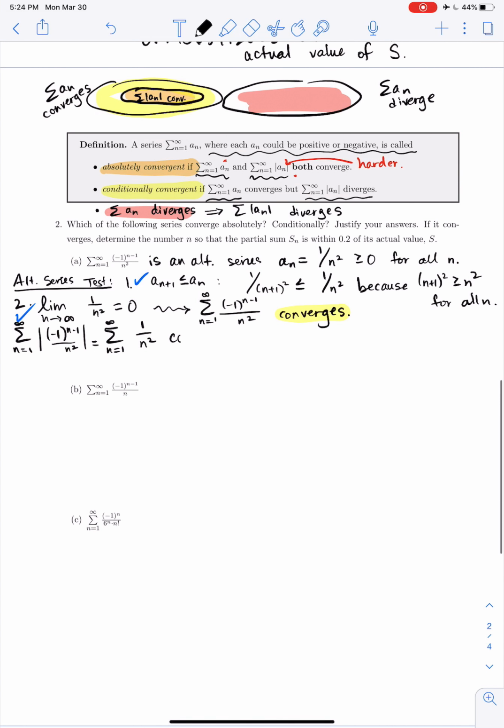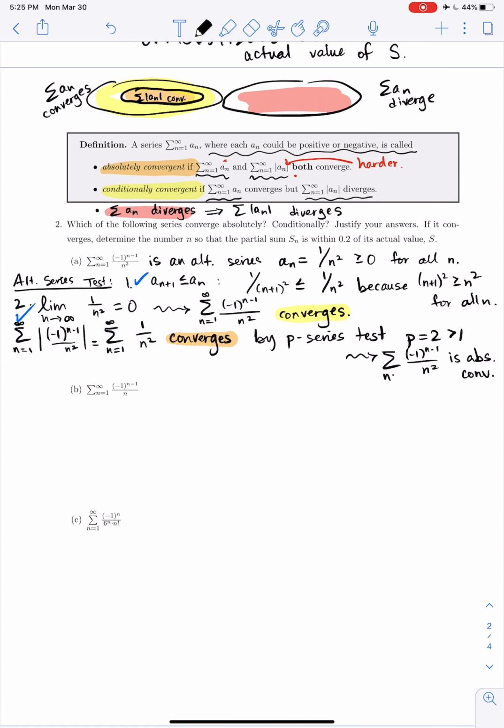And by the p-test, remember the p-test from 11.3, 11.4, that converges, because p is 2, and that's strictly greater than 1. So in fact, this original series is not just convergent, it is absolutely convergent. Okay, so let's say that. Our original series is absolutely convergent. That's the best possible scenario.